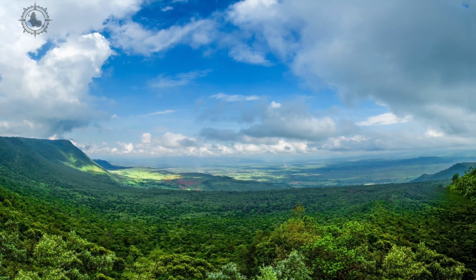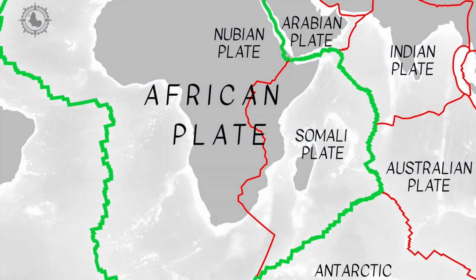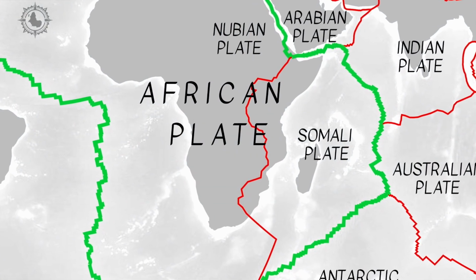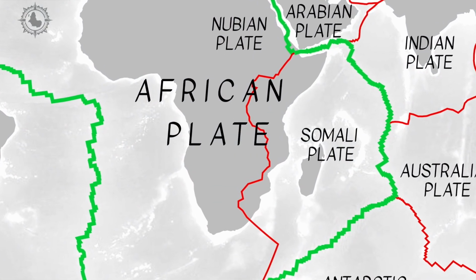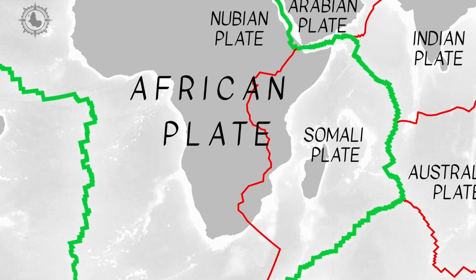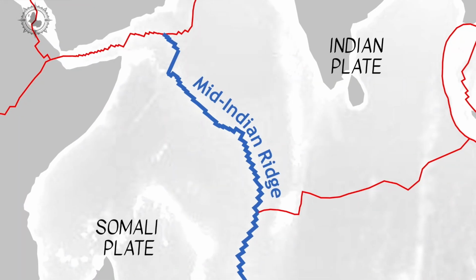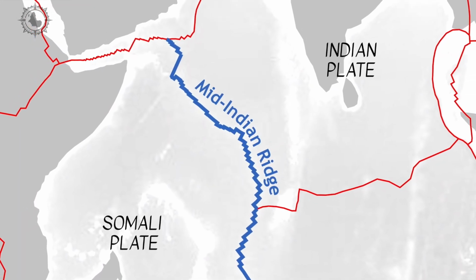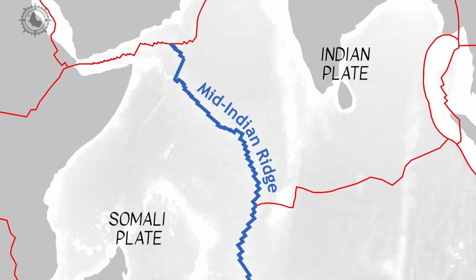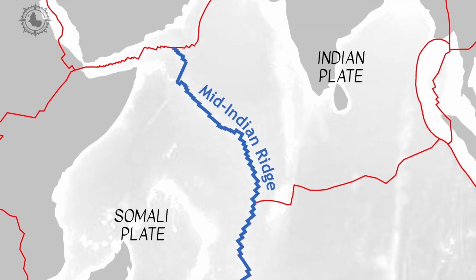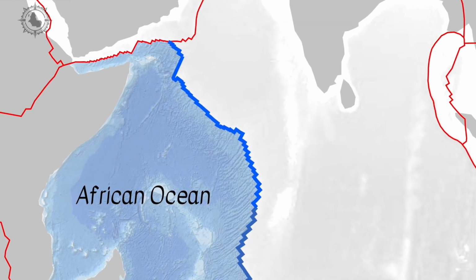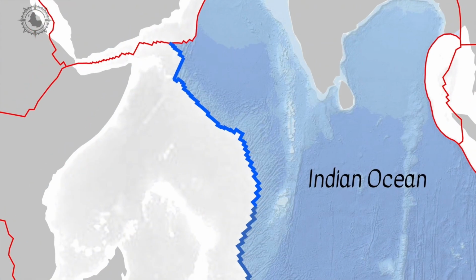The Somali Plate extends from the eastern part of the African continent around the Rift Valley area out under the ocean where it meets other submarine plates, the Arabian Plate, the Indian Plate, the Australian Plate, and the Antarctic Plate. There is a ridge on the seafloor where the Somali Plate meets the Indian Plate. This ridge is the demarcation line between the African Ocean to its west and the Indian Ocean to its east.